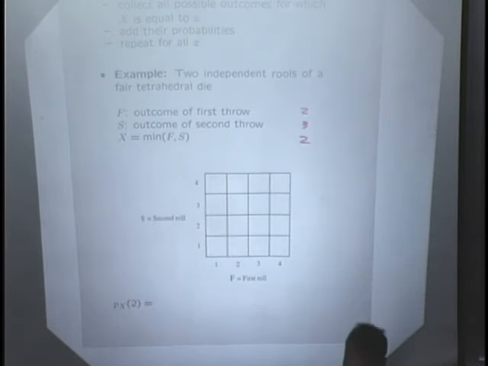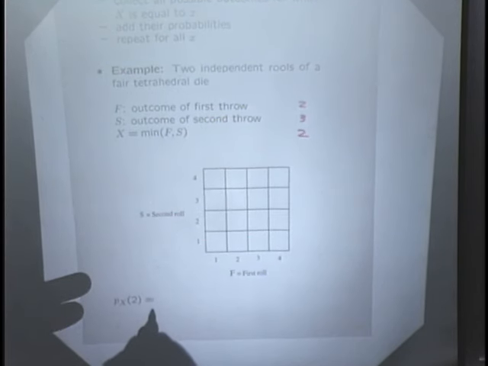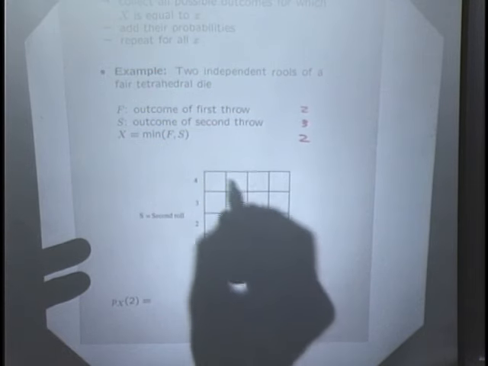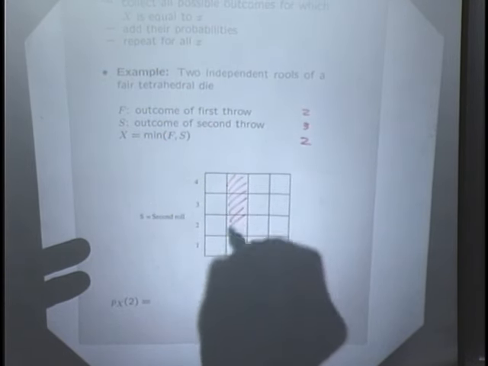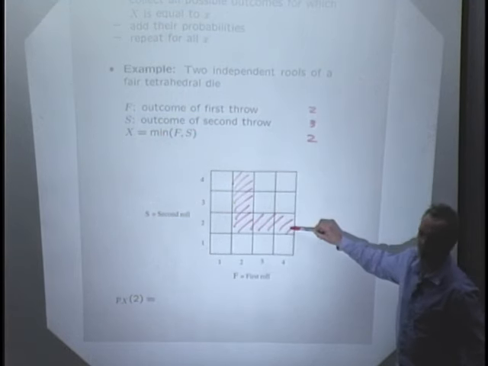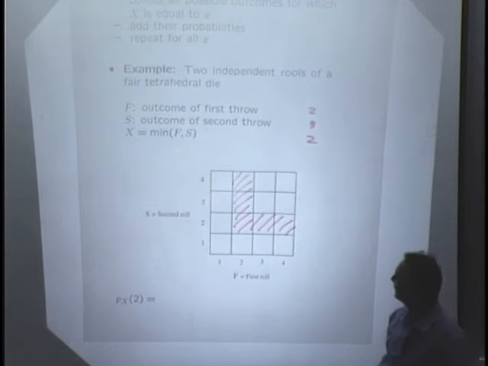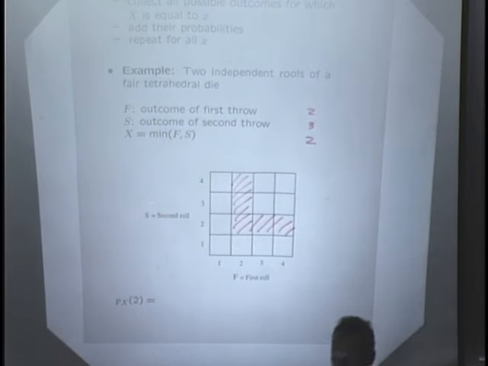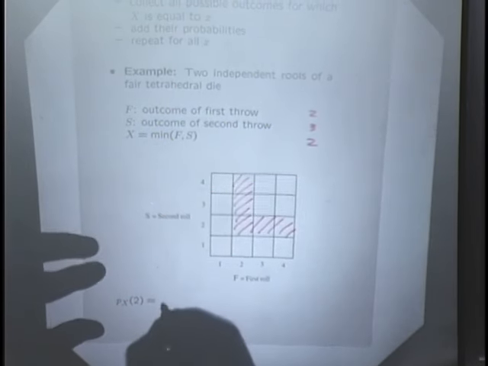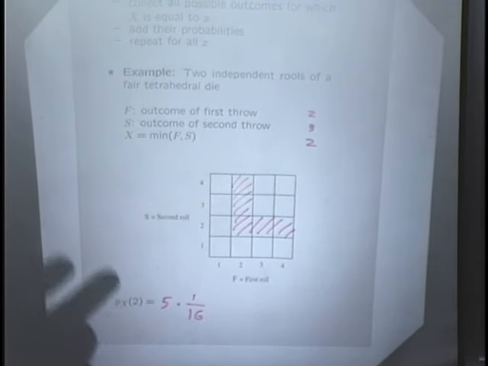Let's just calculate one of the entries of the PMF. So px of 2, that's the probability that the minimum of the two throws gives us a 2. And this can happen in many ways. There are 5 ways that it can happen. Those are all the outcomes for which the smallest of the two is equal to 2. That's 5 outcomes, assuming that the tetrahedral die is fair and the tosses are independent. Each one of these outcomes has probability of 1 over 16. There's 5 of them, so we get an answer 5 over 16.